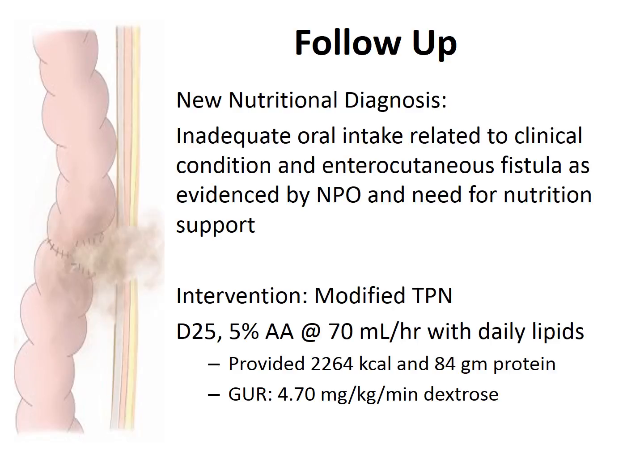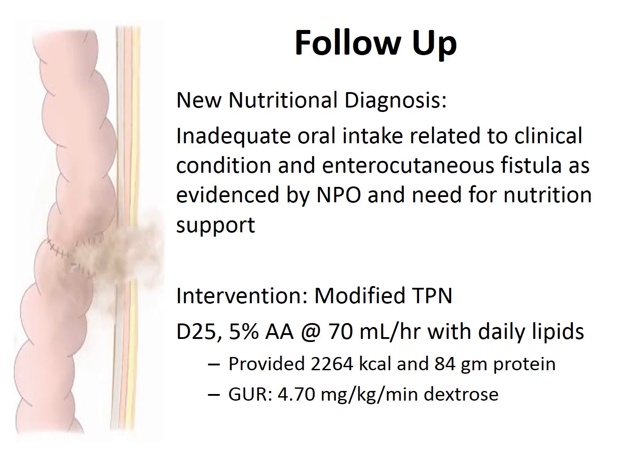The intervention was the TPN, which was modified, and it was increased to 70 milliliters per hour. So again, that was D25 or dextrose 25, 5% amino acids at 70 milliliters per hour. And then the lipids were changed from twice a week to daily.